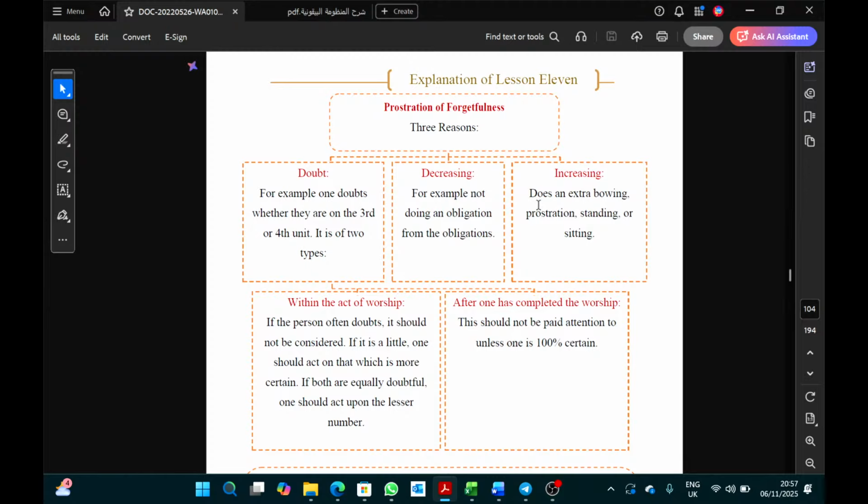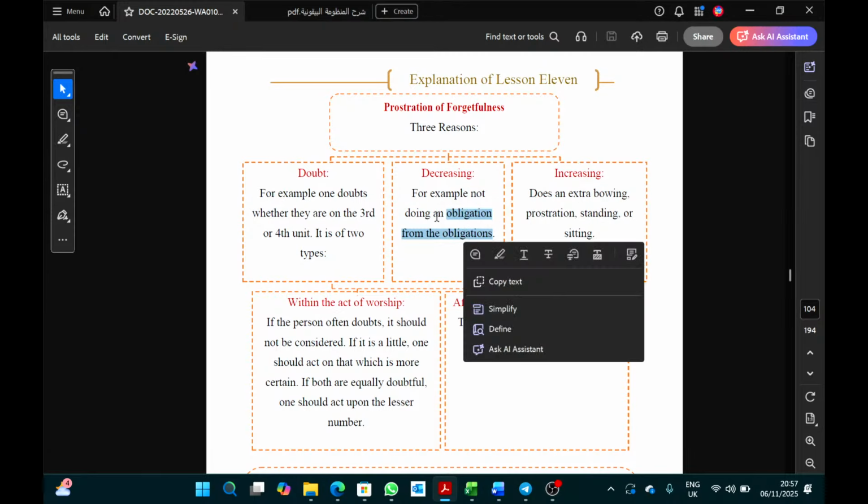Why do we do sujood as-sahu? Sahu means forgetfulness. The prostration, the sujood for forgetfulness. There are 3 reasons. Either you add something, you've done something extra, either you miss something out, or you have a doubt. An increase, such as you added an extra sujood or ruku or something. Decrease, you missed one of them out. But remember, you missed out an obligation, not a pillar.